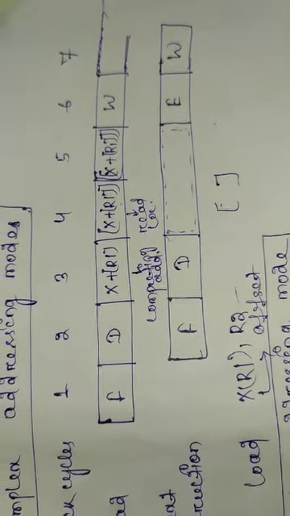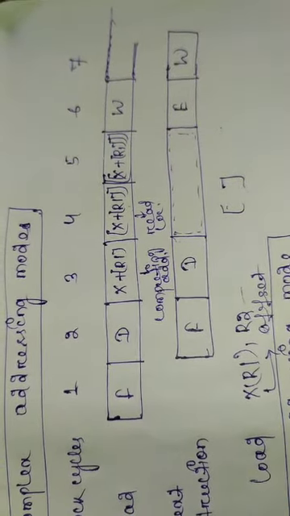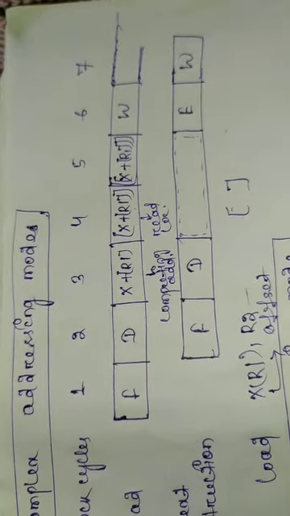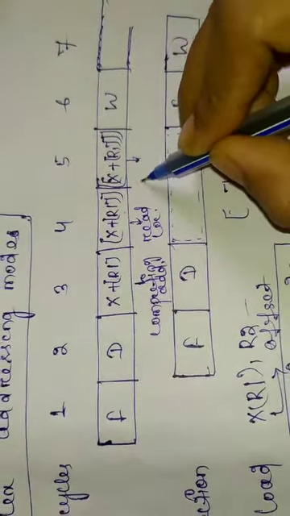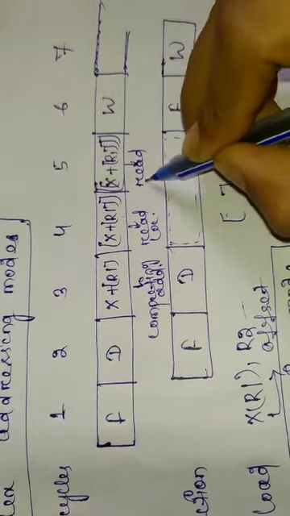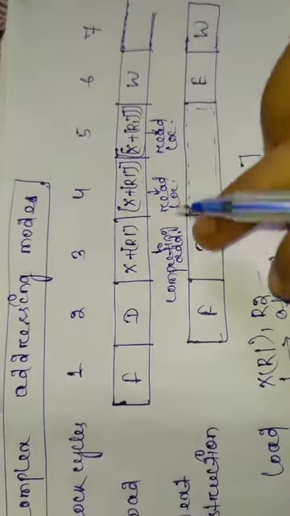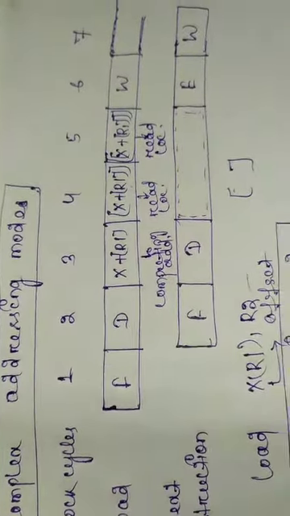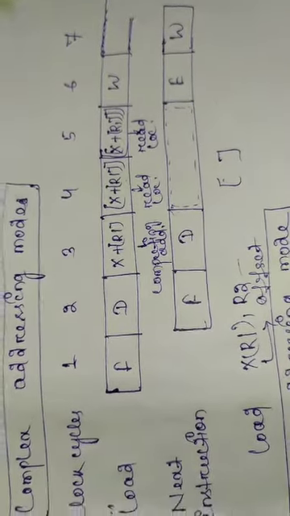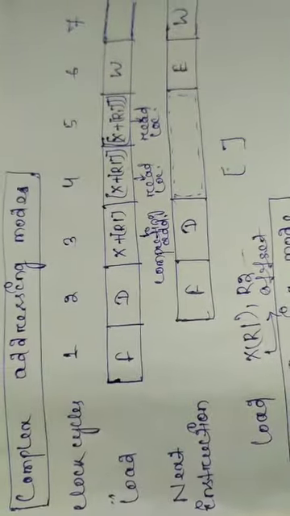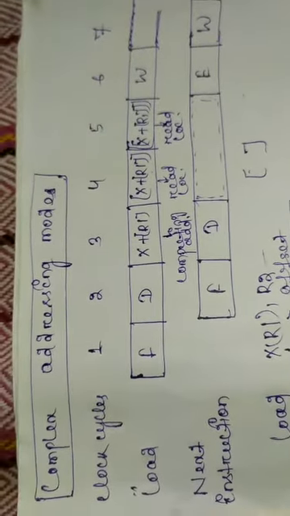Computing address, and it is read location. After reading the location, again it will read the location for fetching. So read location will be performed twice, that is, a memory access is needed twice, for the 4th and 5th clock cycle.